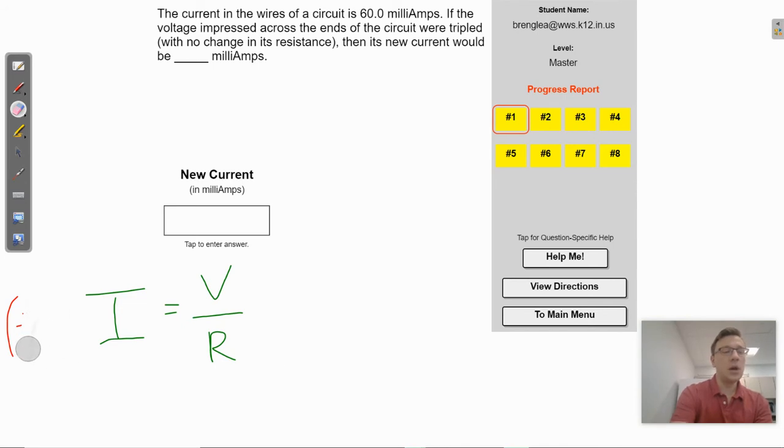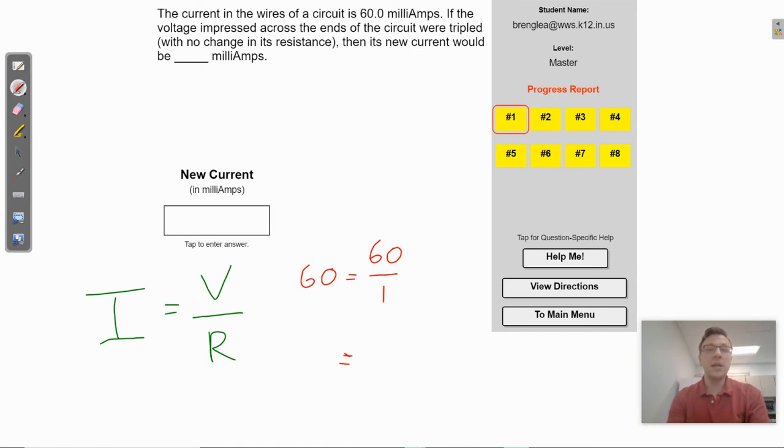Now, what we'll do here is we'll just go through these. So if the original current is 60 milliamps, right? And honestly, you can write the equation out if you want to. So you could write 60 is equal to, and then just make this 60 over 1, right? Simple equation. Obviously, the resistance is not changing here. It says that, so we don't have to worry about it.